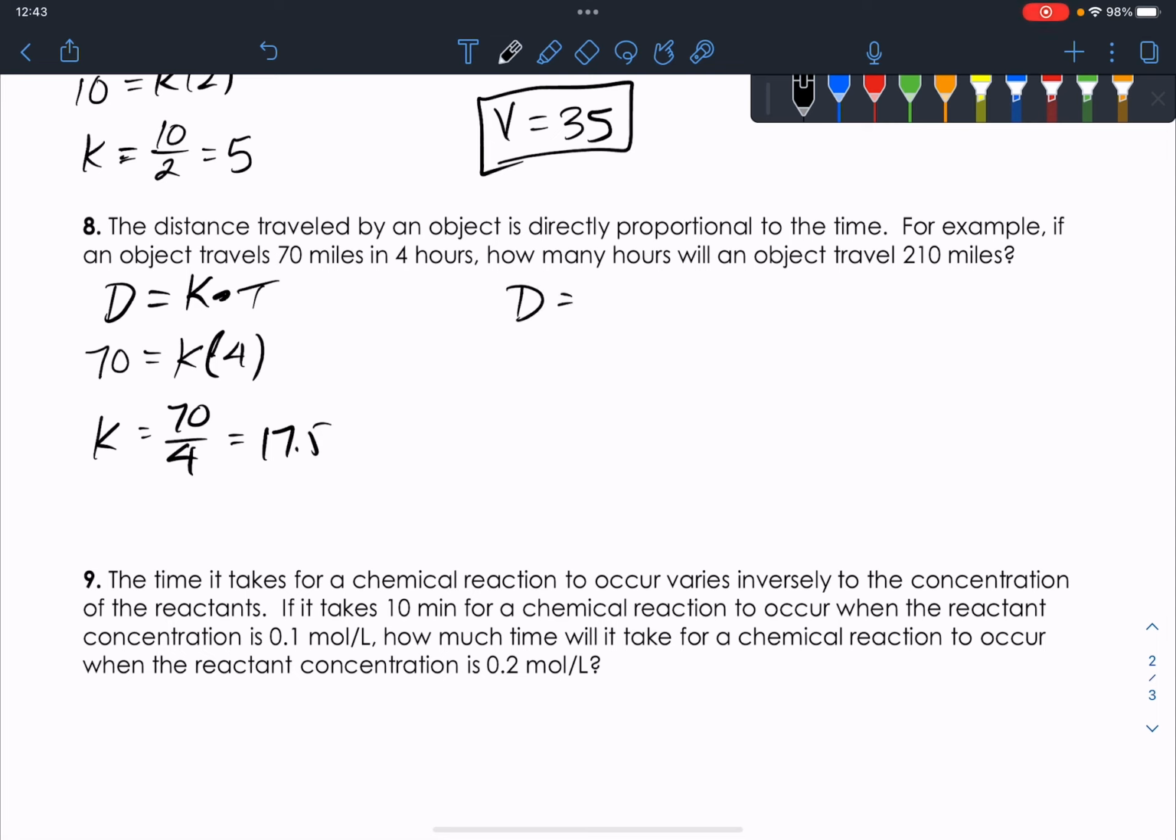So using that value for K, we can figure out the hours an object will travel 210 miles. So we plug in 210 for the distance. 17.5 gets multiplied with the time, and we figure out the time by dividing 210 by 17.5, which is 12.